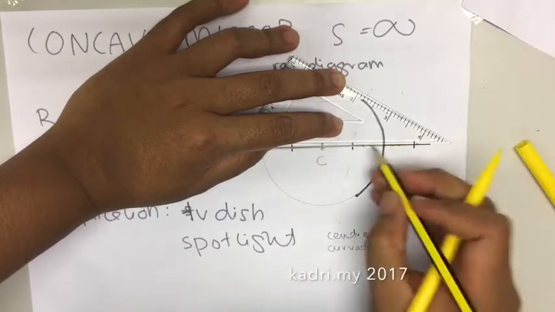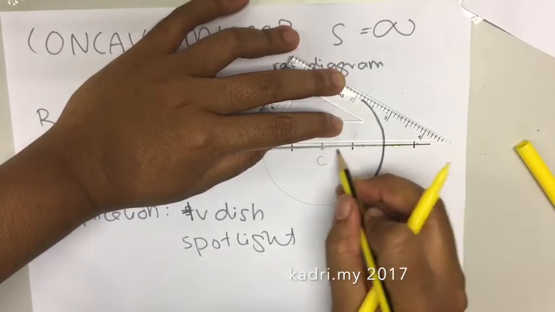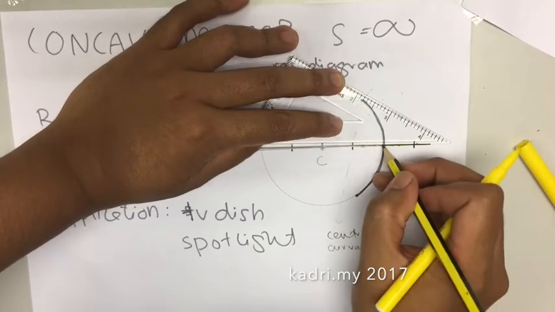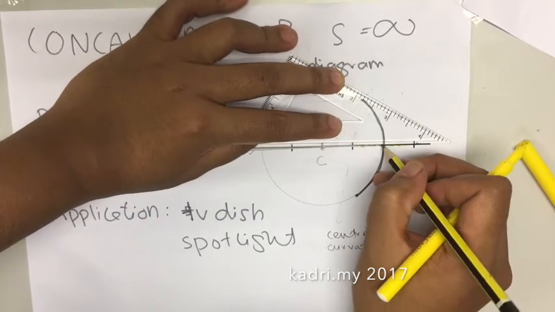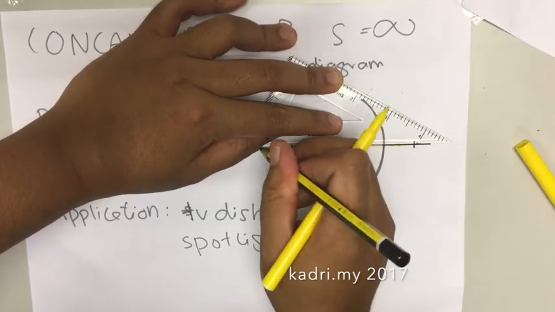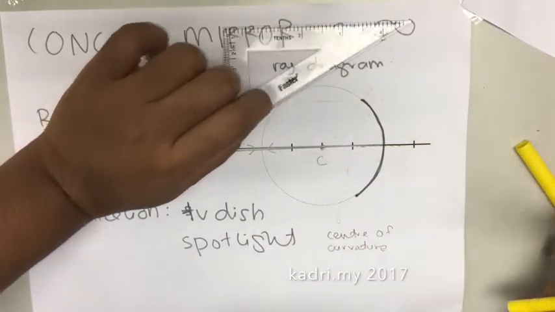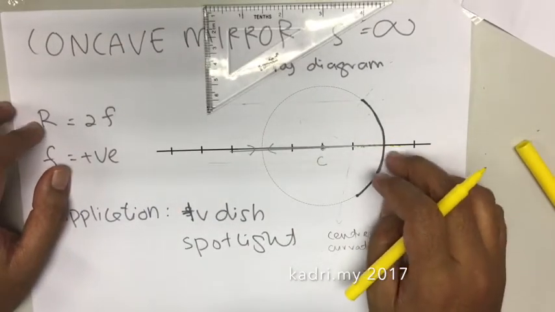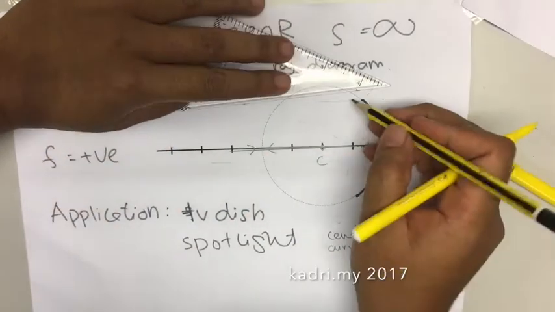Since this is a normal line, we can see that the incident angle is 0, so the reflected angle is also 0. Then the ray will be reflected back, passing through the same path. Okay, now consider another ray.